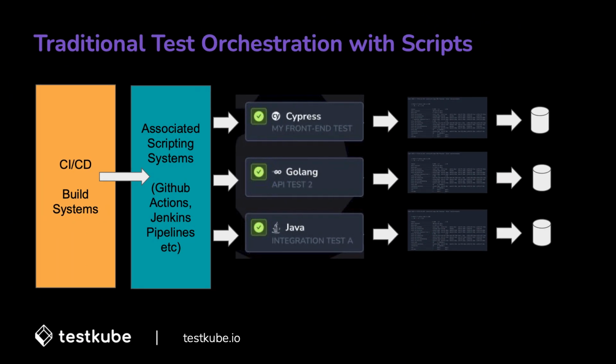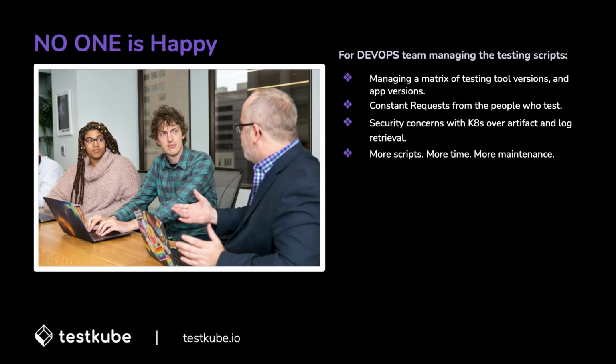Traditional test orchestration is done with a combination of scripts and testing tools. CI/CD systems trigger associated scripting systems such as GitHub Actions, Jenkins Pipeline, etc., where scripts have been written that trigger various testing tools. These testing tools then output their results and artifacts at various places in your environment. The problem with this setup is no one is really happy.